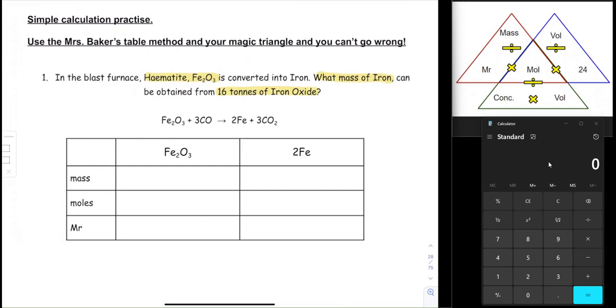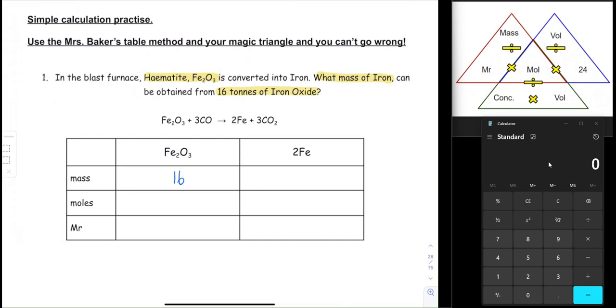So let's put in what the question tells us. We follow this step-by-step method. It holds true for every single question that you get. The first thing you do is highlight what they've given you in the question. So 16 tons of iron oxide.